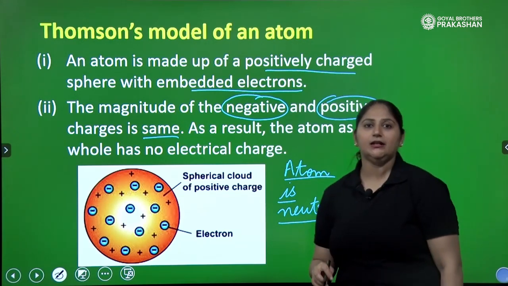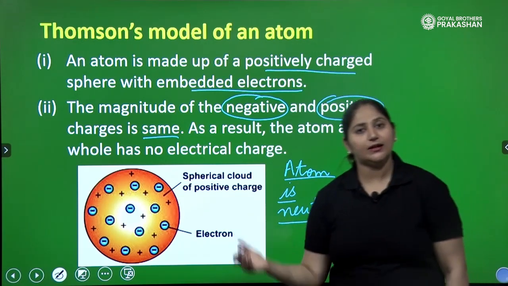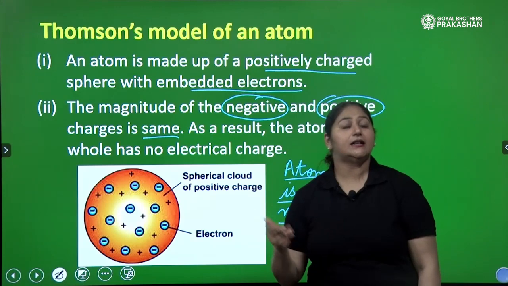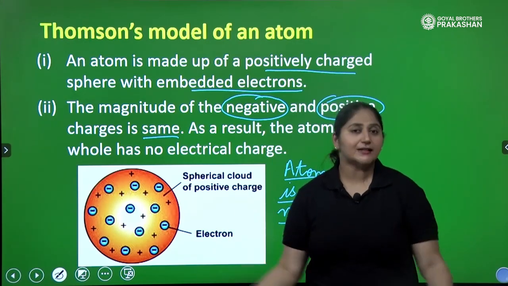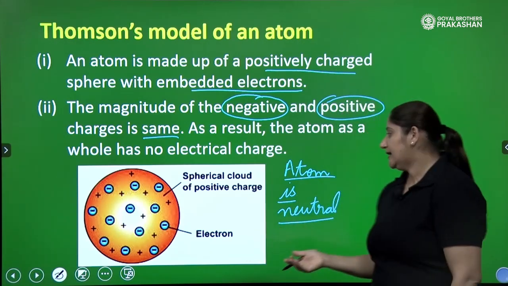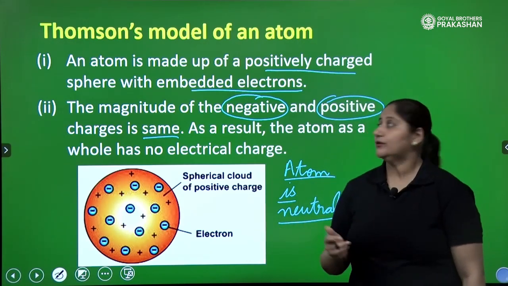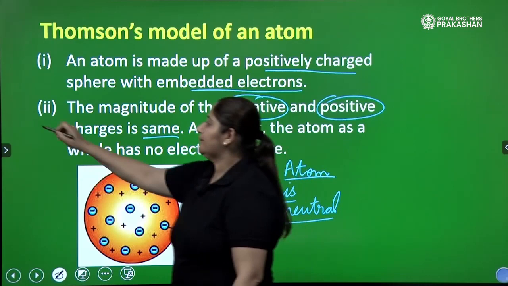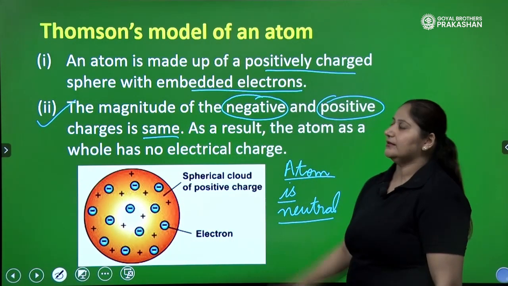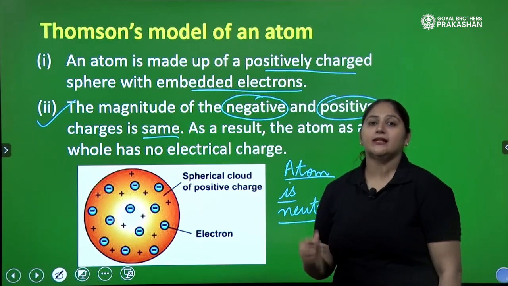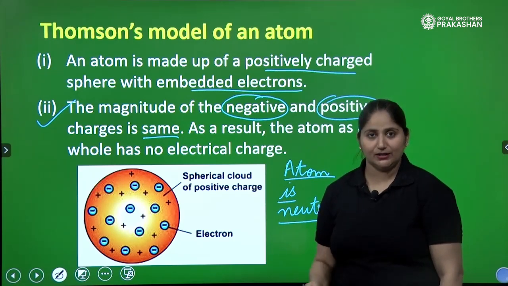He was the first scientist who actually proved that atom is neutral with a good explanation. And what was the explanation? Atoms contain an equal number of electrons and protons. It contains equal magnitude of negative and positive charge. So the charges cancel out each other, and hence atom is neutral. This explanation was very important, but the first postulate given by Thomson was not accurate.